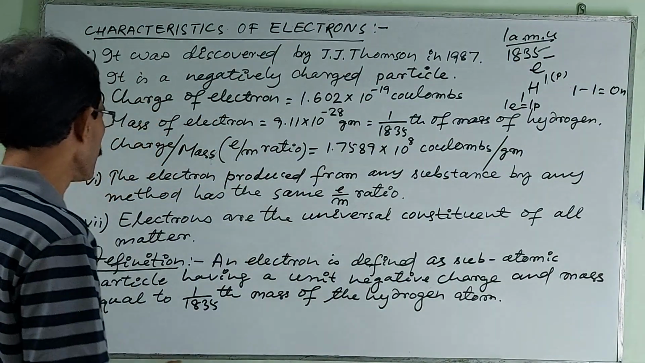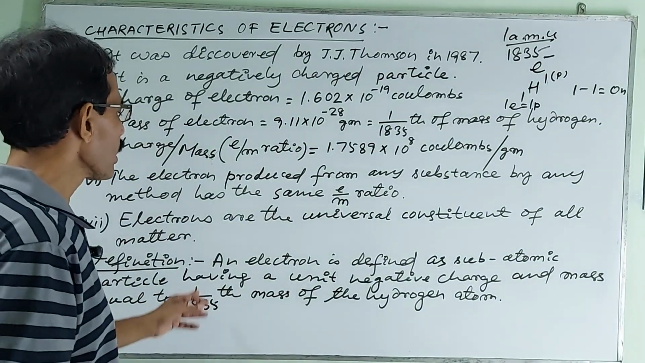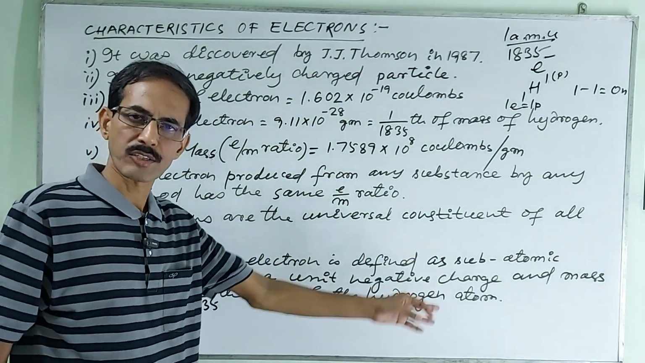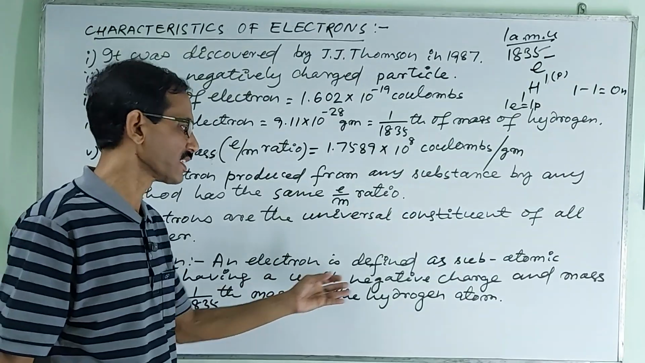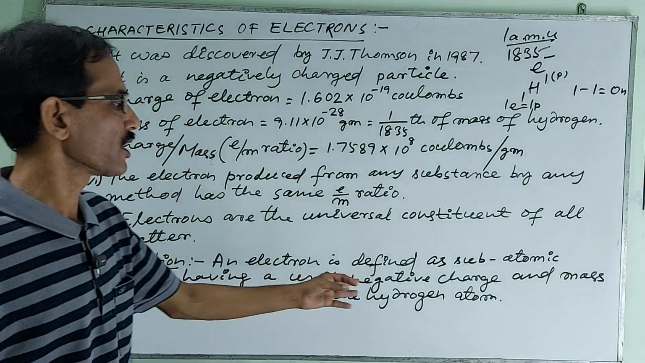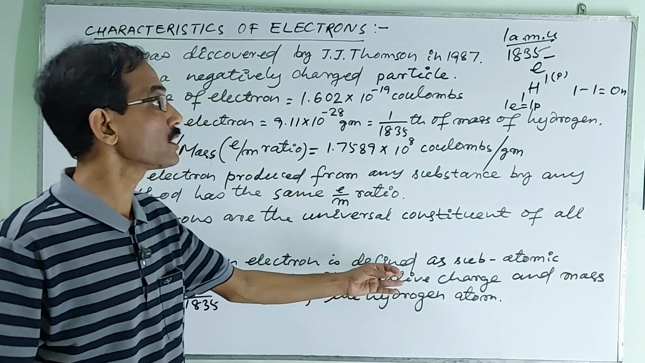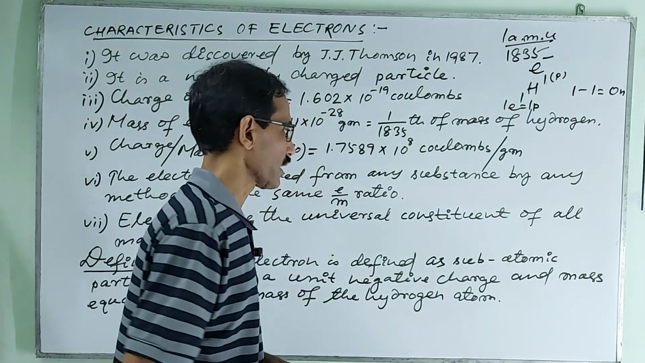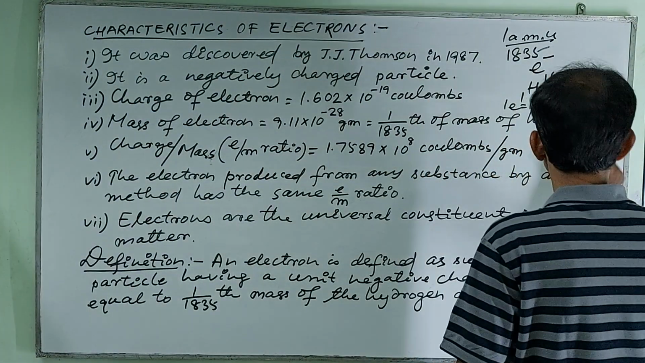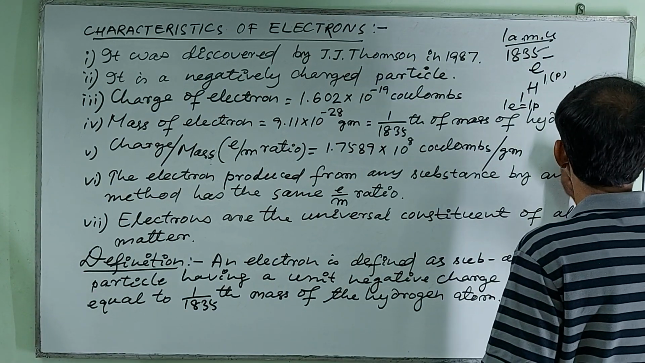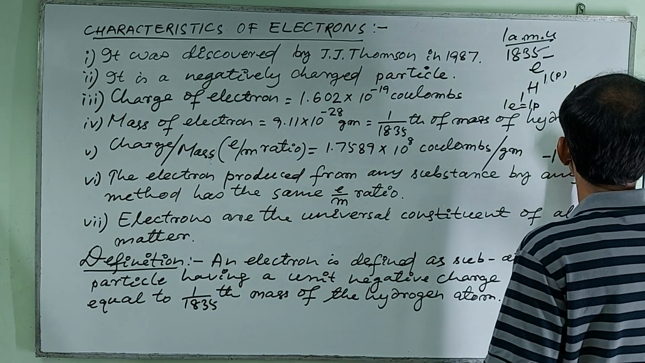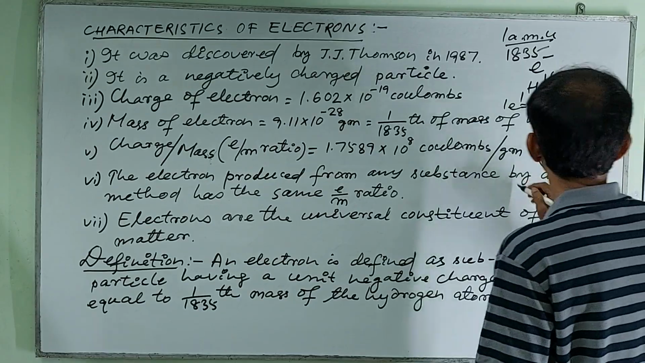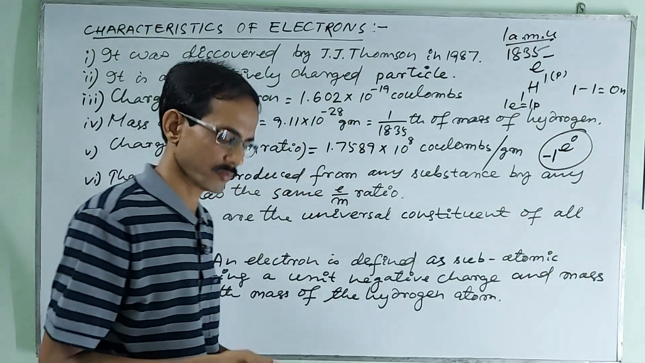So what is the definition of an electron? An electron is defined as a subatomic particle having a unit negative charge. So what is unit negative charge? This is unit negative charge. This is the symbol of electron.